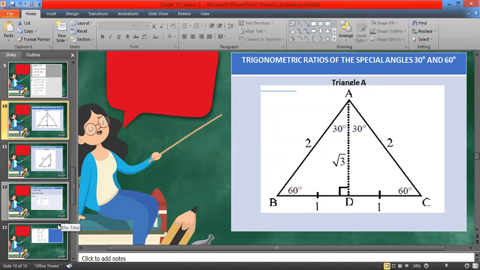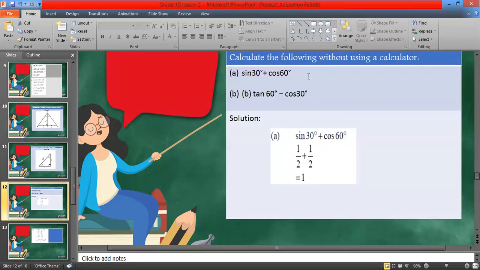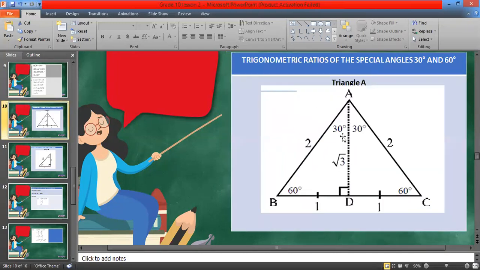Okay. And then what is cos 30? So you go back to the same triangle. Looking at this now, cos 30 is adjacent over hypotenuse. So this is our 30 degree angle, so the adjacent is root 3 over 2. So cos 30 is root 3 over 2.